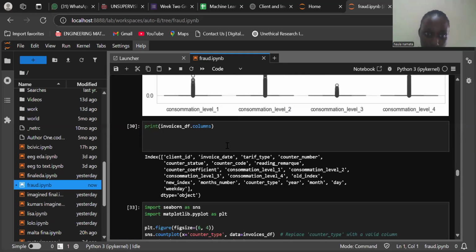And then here, I was just printing the different columns in the invoices file.